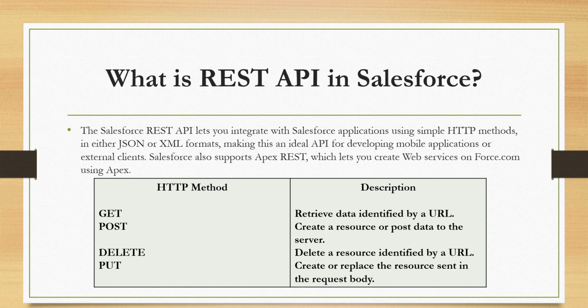Here the definition covers the HTTP methods we use: GET, POST, DELETE, PUT. The GET method is used to retrieve data identified by your URL. The POST method is used to create a resource or post data to the server. DELETE deletes a resource identified by a URL, and the PUT method is used to create or replace the resource sent in the request body.